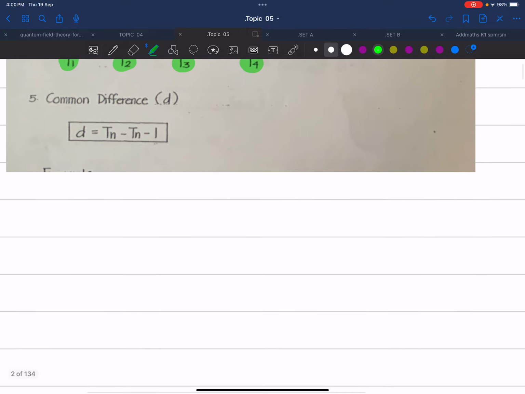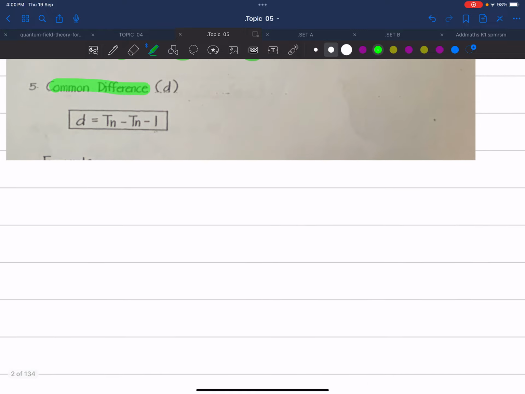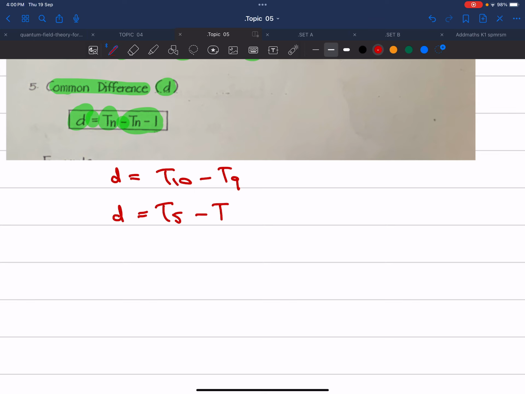Next, we look at the common difference. The common difference, symbol D, is D equals Tn minus Tn minus 1. So if I were to do an example, the D is T10 minus T9, or the D would be T5 minus T4. T10 minus T9. T5 minus T4. Okay? So the formula for common difference is Tn minus Tn minus 1.